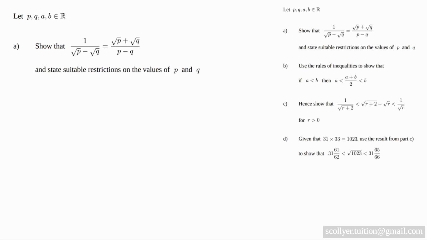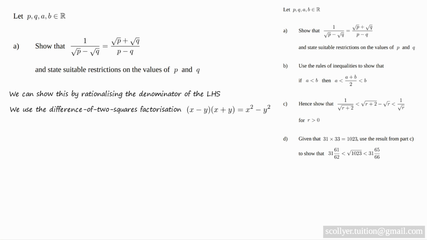Let P, Q, A and B be real numbers. Part A. Show that 1 over root P minus root Q equals root P plus root Q over P minus Q, and state suitable restrictions on the values of P and Q. This is a standard surd question, and we do it in the usual way by rationalizing the denominator of the left-hand side. And to do that, we rely on the difference of two squares identity.